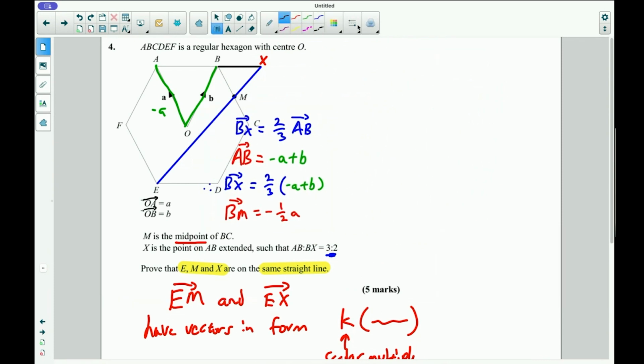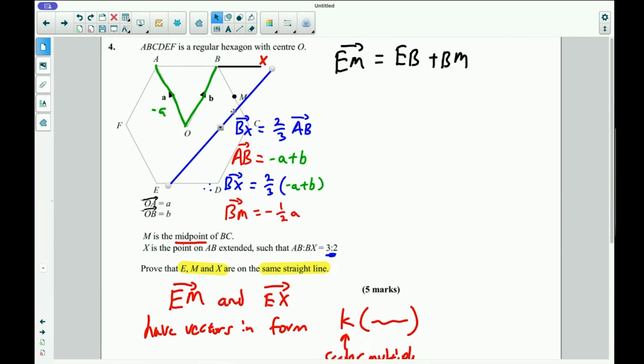And we're going to start off by defining what E to M is. So vector E to M, what can we do there? There's a couple things. E to M. How can I find E to M? So E to B plus B to M, perfect, okay? So we know E to M is the same thing as E to B plus B to M. So I'm going to get rid of this here because this is a little bit distracting. We don't actually need that, okay?